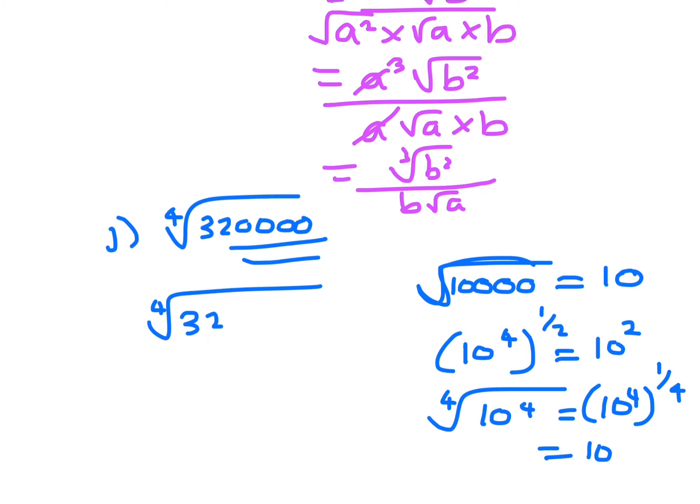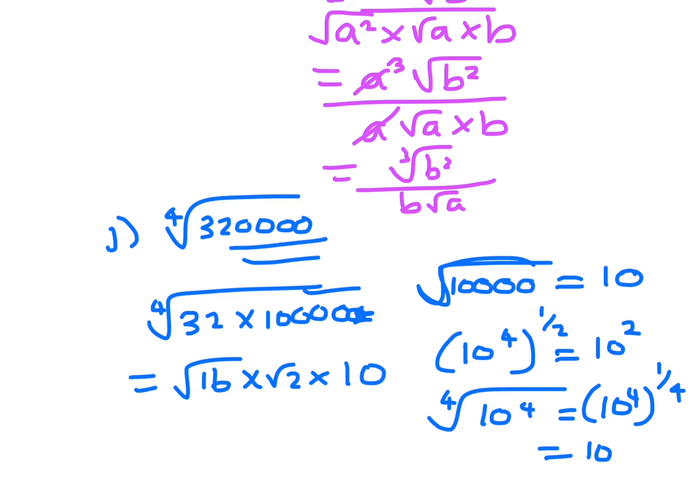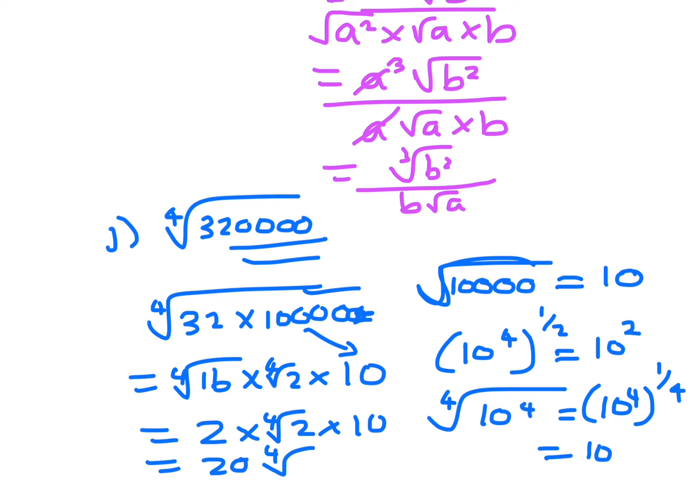So this would be root 32 times 10,000. And you can use your calculator to get that, but that's going to be root 16 times root 2. And that one's going to be the fourth root of that, which is 10. The fourth root, sorry, it should be fourth root. The fourth root of 16 is 2. That's the fourth root of 2 times 10, and 2 10s are 20.